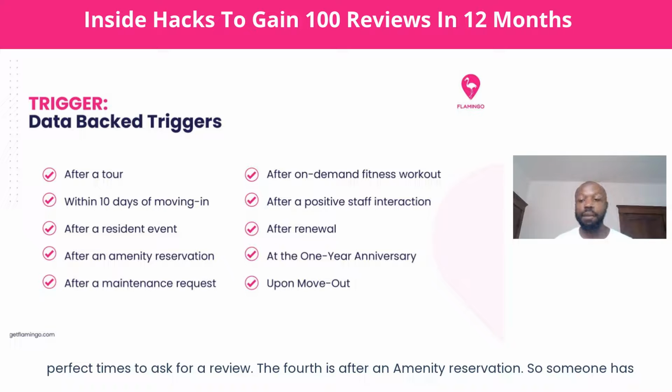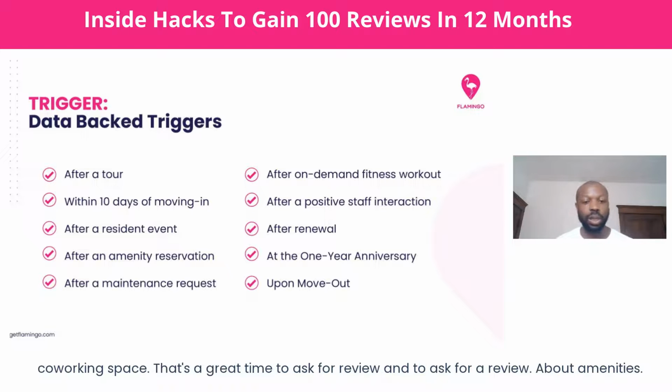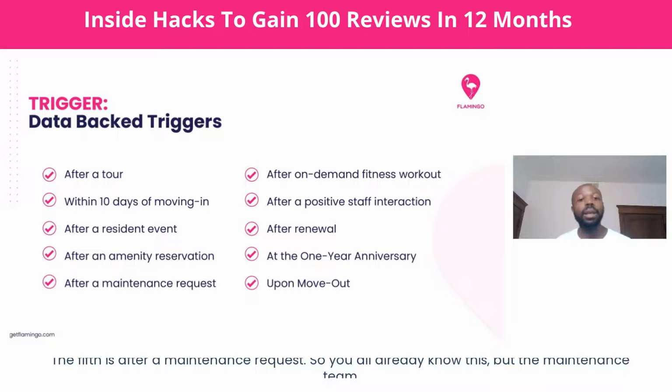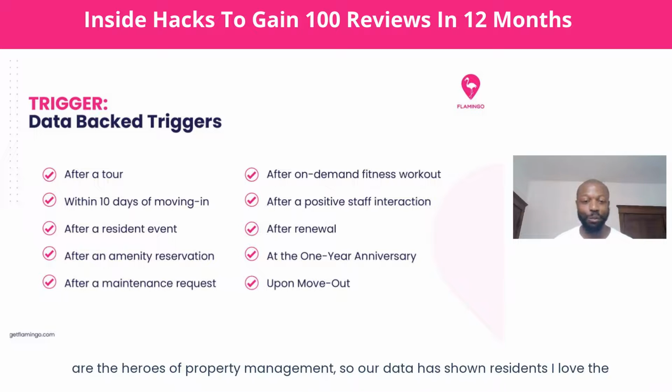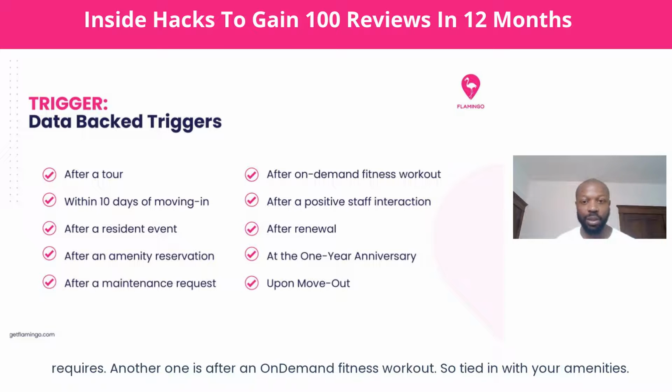The fourth is after an amenity reservation. Someone has used your 10,000 foot fitness facility, or they have used the pool, or they have used your co-working space. That's a great time to ask for a review, and to ask for a review about amenities. The fifth is after a maintenance request. You all already know this, but your maintenance team are the heroes of property management. Our data has shown residents love the maintenance team. So there's no better time to ask for a review than after a maintenance request.